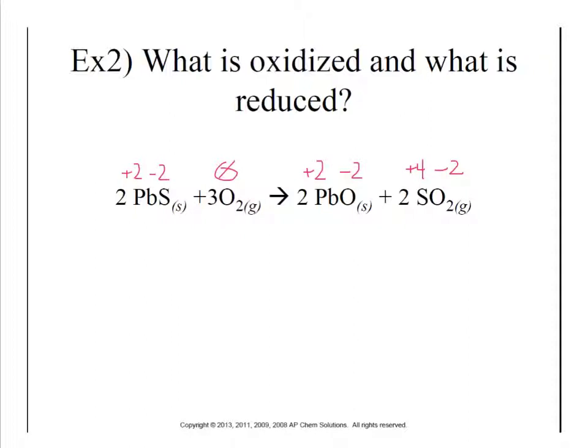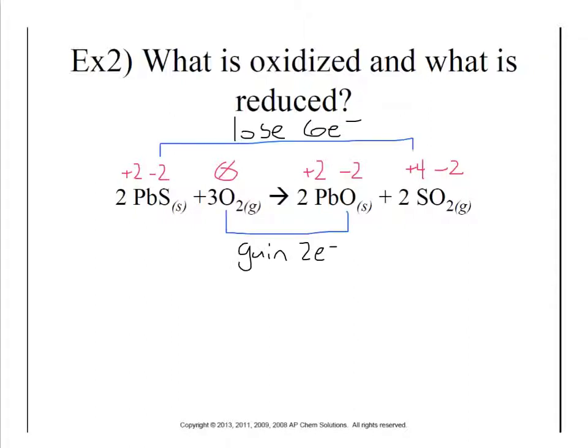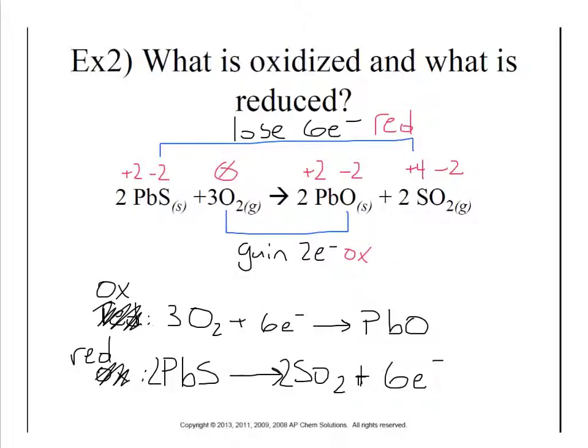Alright, first the oxidation numbers. Here they are. Check them, compare them with yours. So sulfur lost 6 electrons, oxygen gained 2 electrons. And that then means that sulfur was reduced, oxygen was oxidized. Now on to the half reactions. Write one for reduction, one for oxidation. Alright, so here they are.